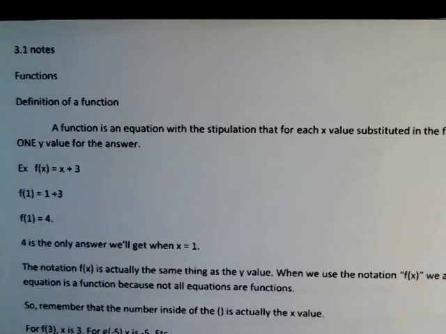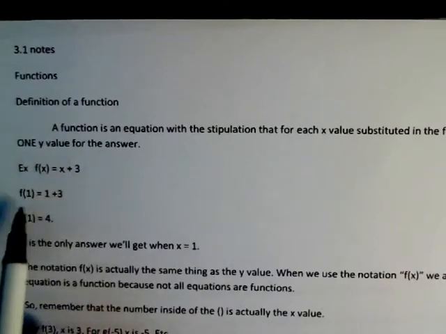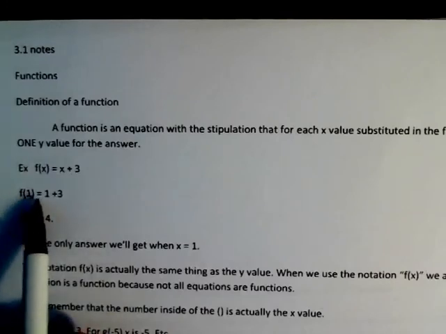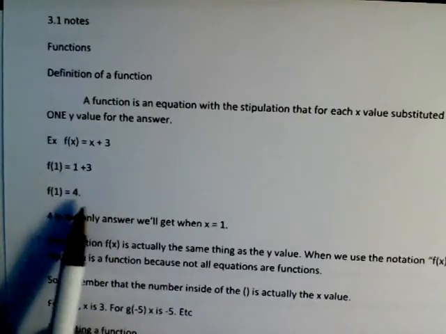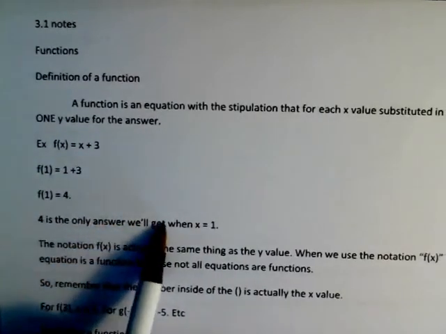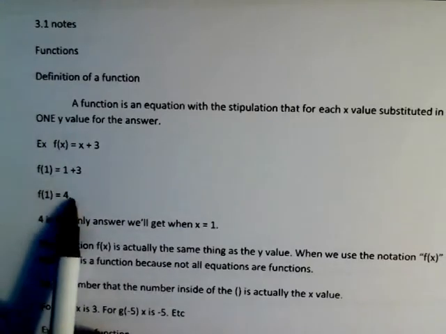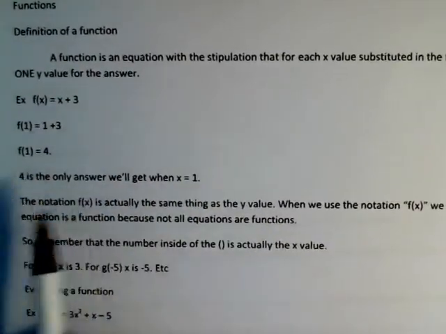So what we do is we say from here on out in this book, we're only dealing with equations that are considered functions. So if I put 1 in for x here using the function notation, f of x is x plus 3. That means that 1 is the value I substitute in for x, add 3 to get 4. So 4 is the only answer we'll get when x is 1. So this means x is 1 here, y is 4. No different than what we've been doing with equations, except for the notation.